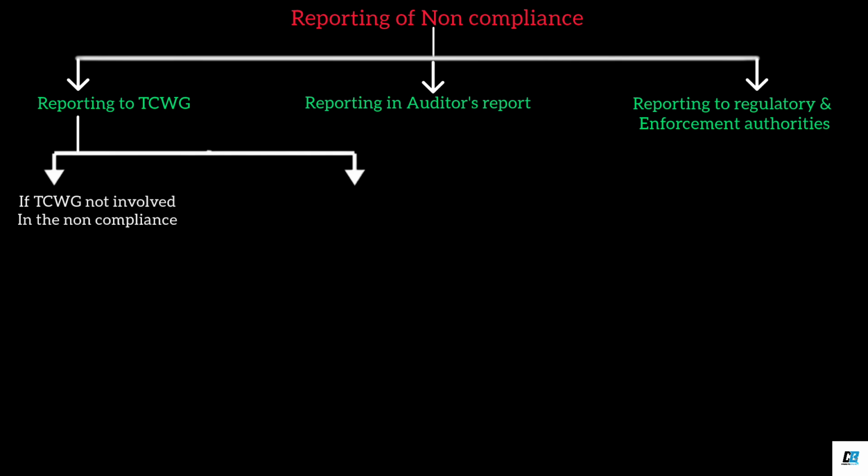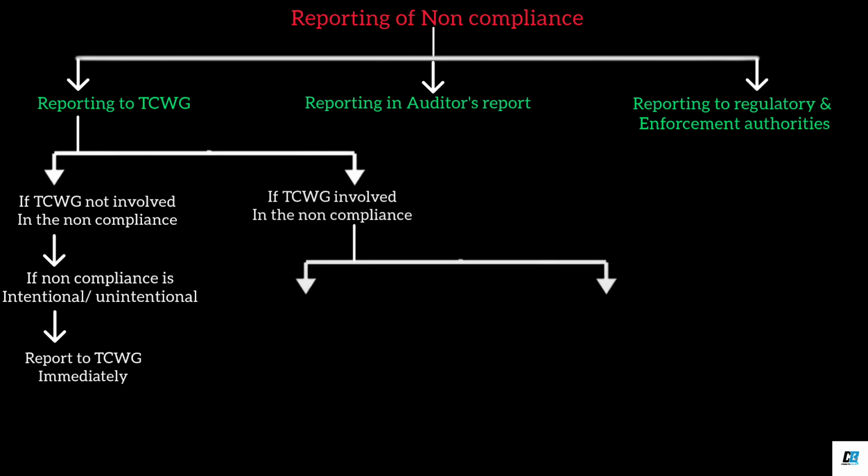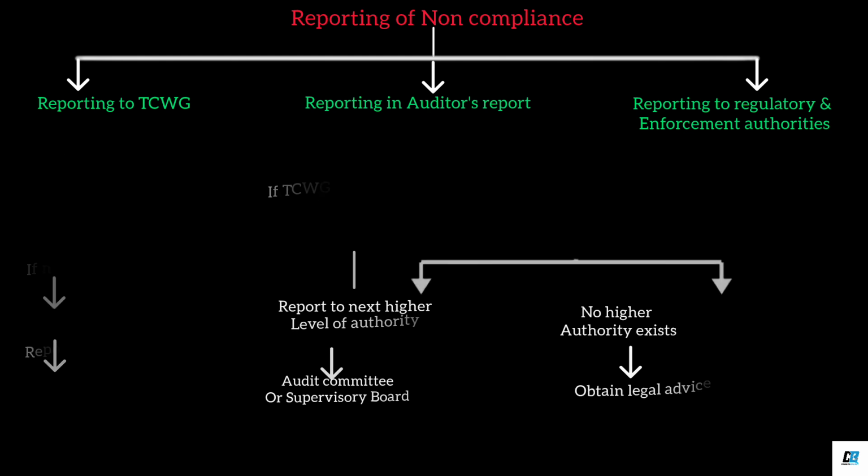While reporting to TCWG, the first thing we have to understand is whether the TCWG is involved in the non-compliance or not. If TCWG is not involved, whether the non-compliance is intentional or unintentional, we have to report to TCWG immediately. But if TCWG is involved in the non-compliance, the auditor has to report to the next higher level of authority, like any audit committee or supervisory board. But if no higher authority exists, then we have no other option. We have to take legal advice.